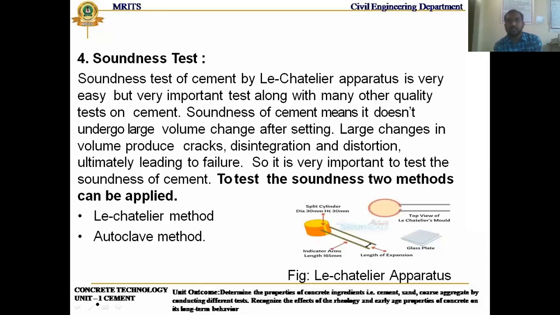The next physical property is determined by using the soundness test. Soundness of cement is determined using equipment known as the Le Chatelier apparatus. This test is used along with many other quality tests on cement. So what is meant by soundness?